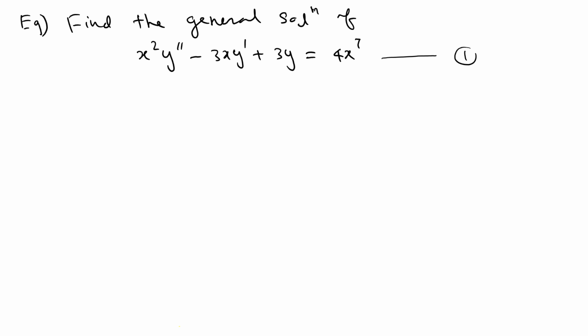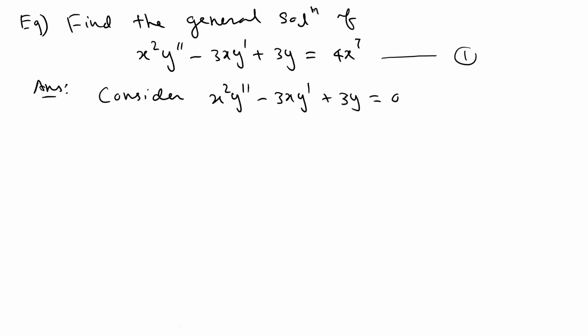So we're going to follow the steps. The first thing is to try to solve the homogeneous equation. So consider the homogeneous equation, x squared y double prime minus 3x y prime plus 3y equals 0. And you can see that this is a Cauchy-Euler equation.